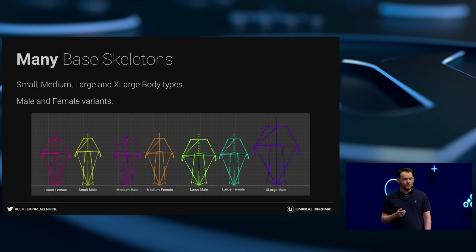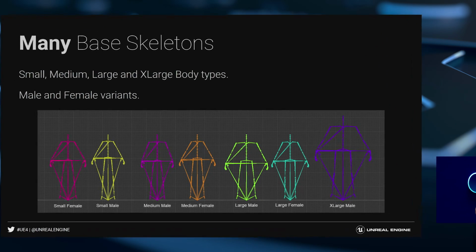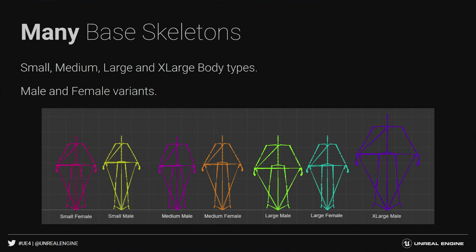We actually have many base skeletons in a game. We have a wide range of body types, such as small, medium, large, and extra large. And for most of these, we have a female and a male variant.